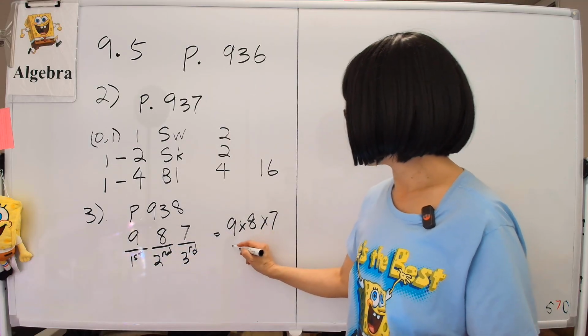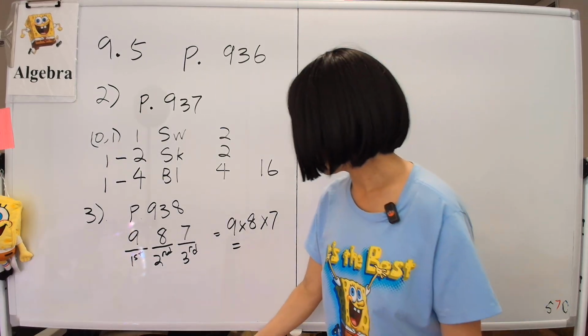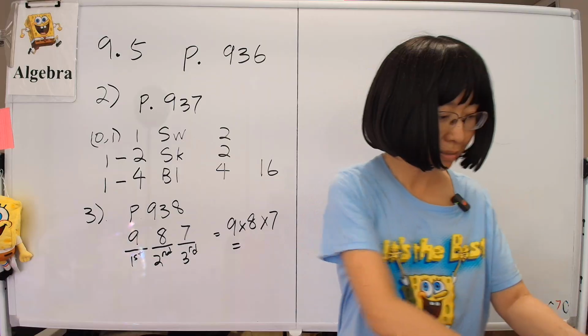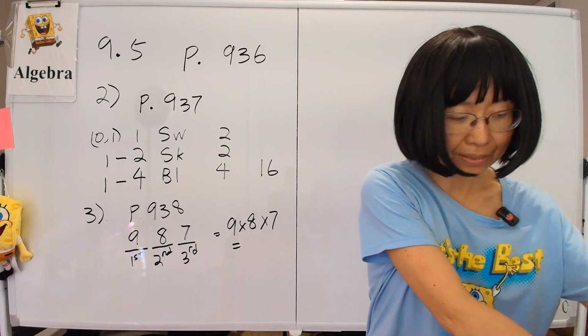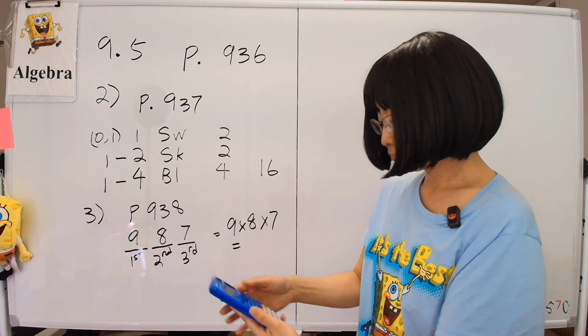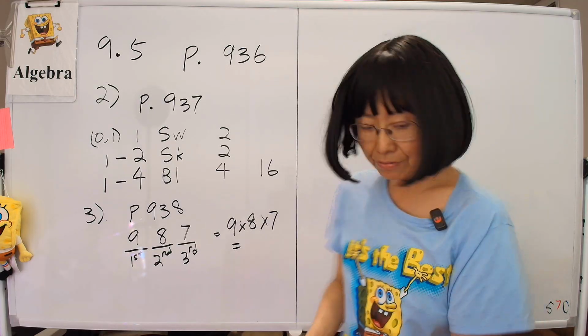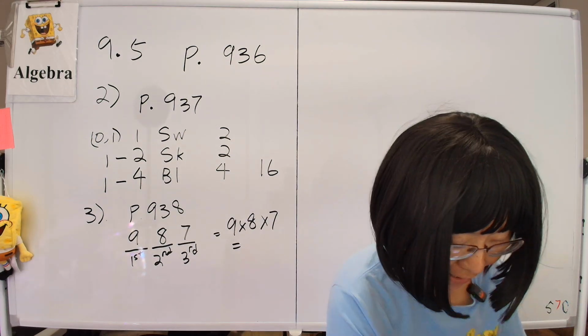And whatever this number is, I guess we might as well crank it out. 9 times 8 is 72. So what is 72 times 7? Let's figure that out. 72 times 7 equals 504. So that should be the answer.